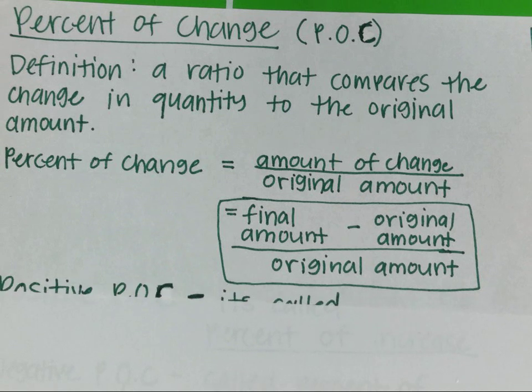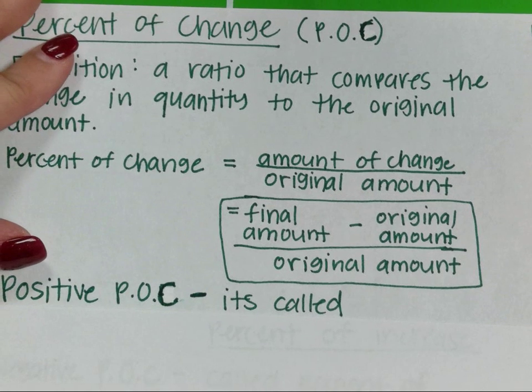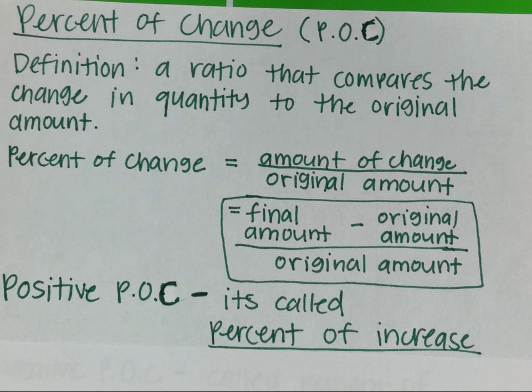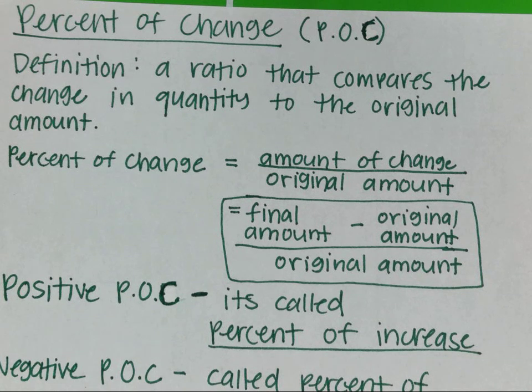Right, so if we have a percent of change that is positive, a positive percent of change, it's called a percent of increase. A positive percent of change will be called a percent of increase. So what if we have a negative percent of change? What do you think that's going to be called? A decrease. A percent of decrease. Okay, so a negative percent of change is going to be a percent of decrease.